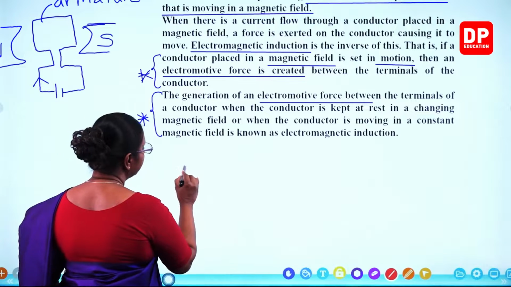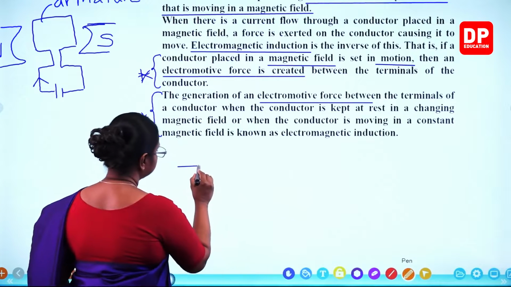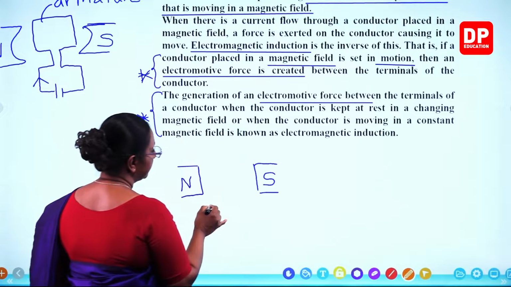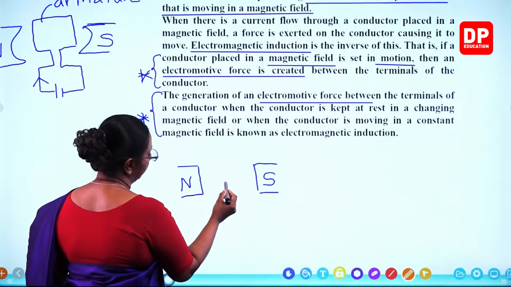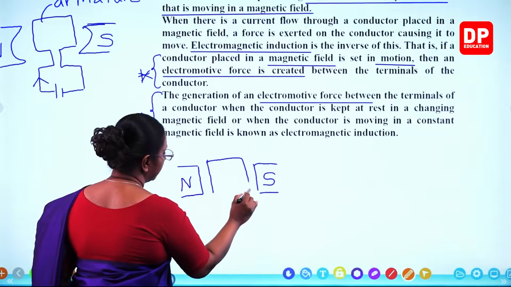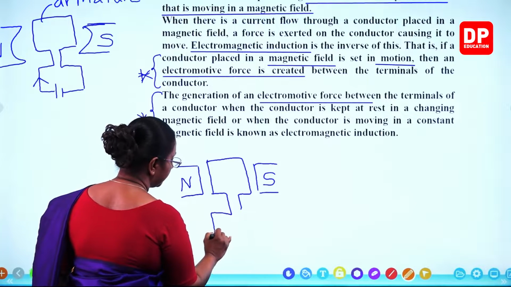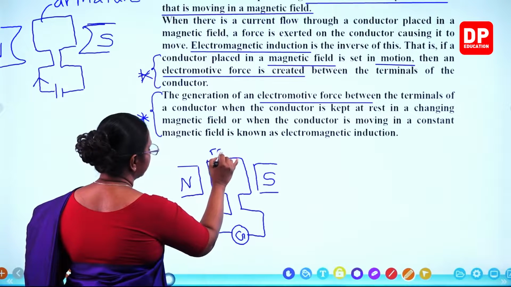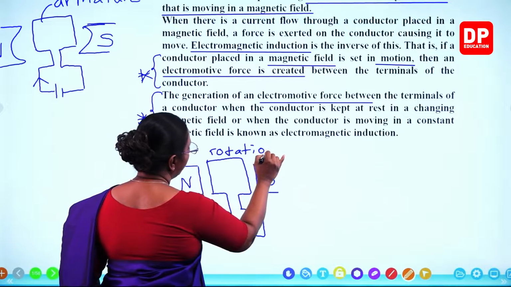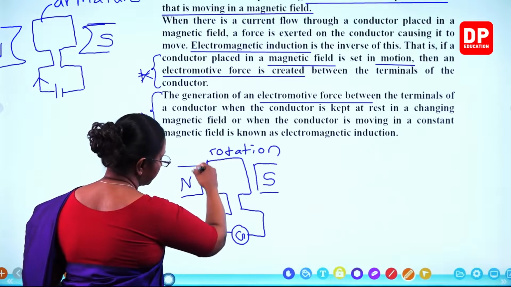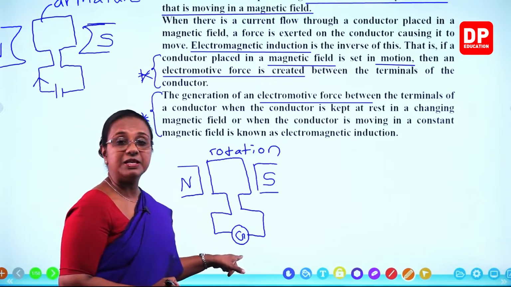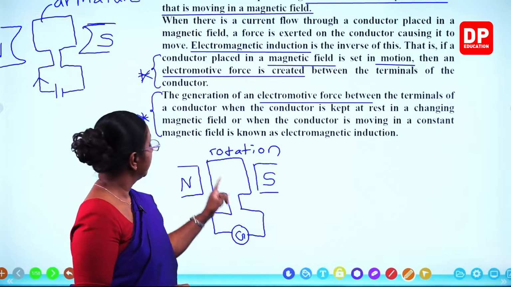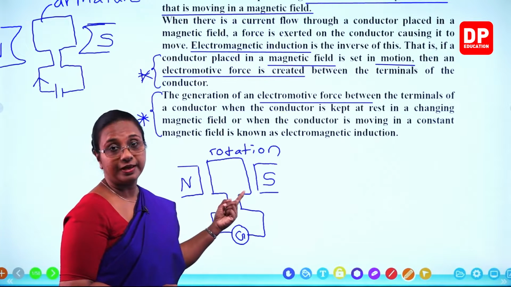So, if you have a magnetic field, say you have the north and the south poles, and there is a movement. Again, if you have a copper wire coil and there is rotation or movement, there is a magnetic field, there is movement, and because of that current will be generated. So, here of course the magnetic field is fixed, the conductor is moving.